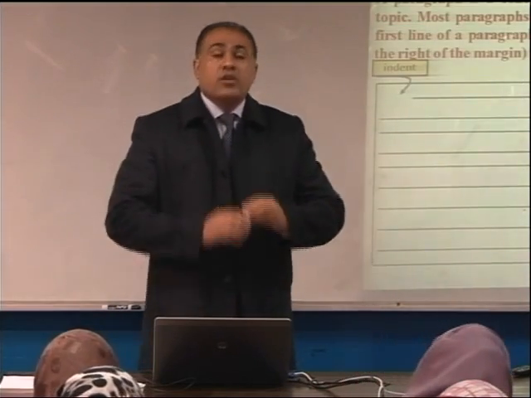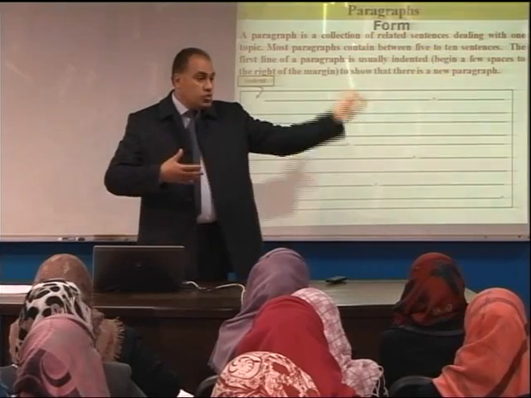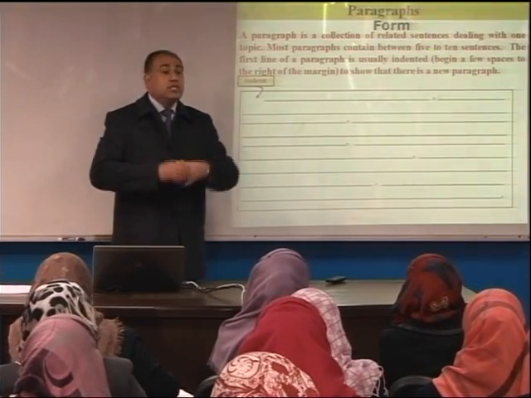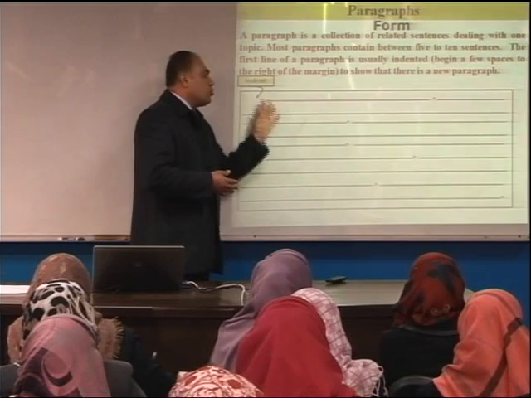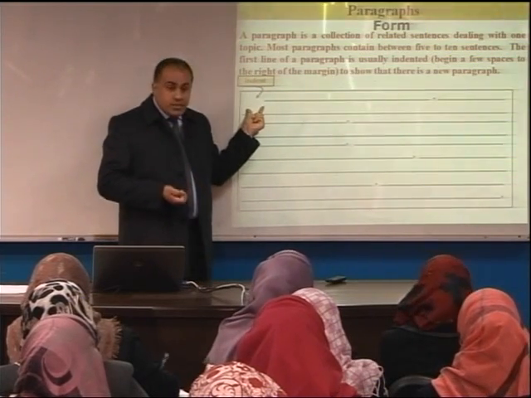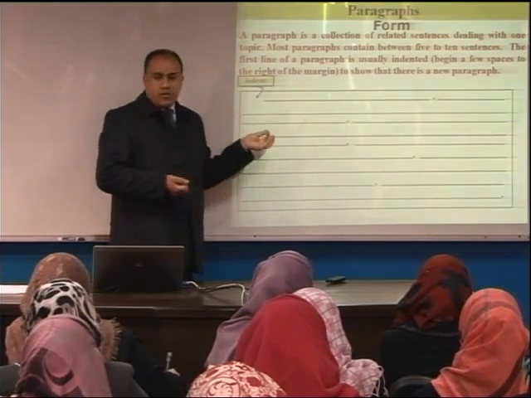So whenever we write a paragraph, we should focus on the following things. The first thing is the paragraph form. As we know, a paragraph is a collection of related sentences dealing with one major topic, and we'll talk about this a few minutes later. Most paragraphs contain between 5, 6 to 10 or 12 sentences addressing one central topic. Another thing we should notice is that whenever we write a paragraph, we have to indent. That is to say, leave a space like 5 spaces at the beginning of the paragraph.